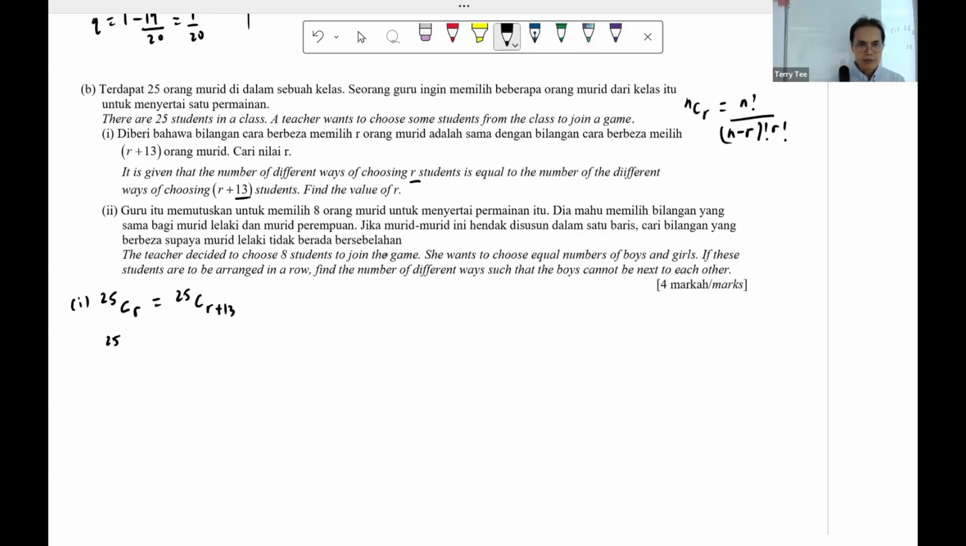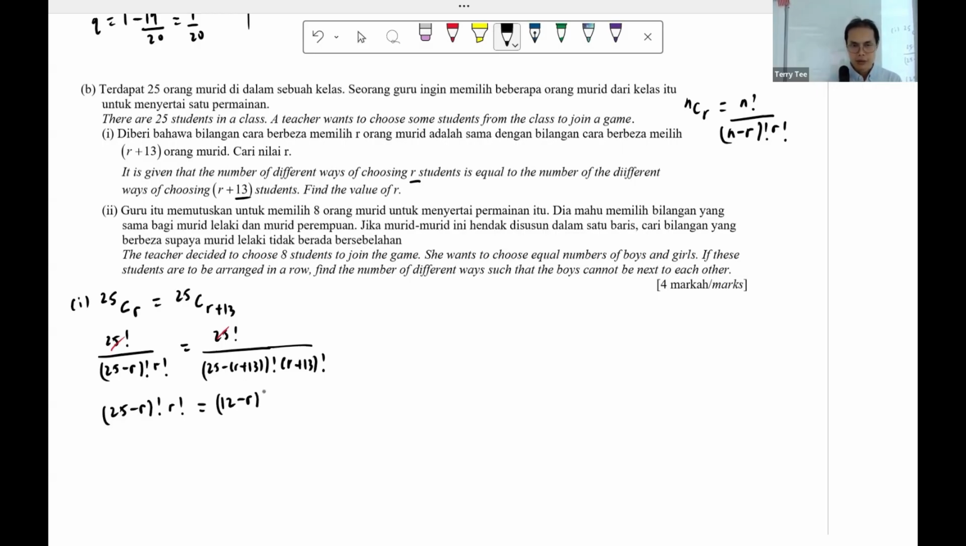So here we write 25 factorial over (25 minus R) factorial, R factorial. This is 25 factorial over (25 minus R plus 13) factorial with another (R plus 13) factorial. Okay, now here's the thing. We can cancel the 25 factorial and 25 factorial. Just compare the ones below. Now, before you compare, let's simplify this. This is (25 minus R) factorial, R factorial. This is 25 minus 13, which is (12 minus R) factorial with the (R plus 13) factorial.